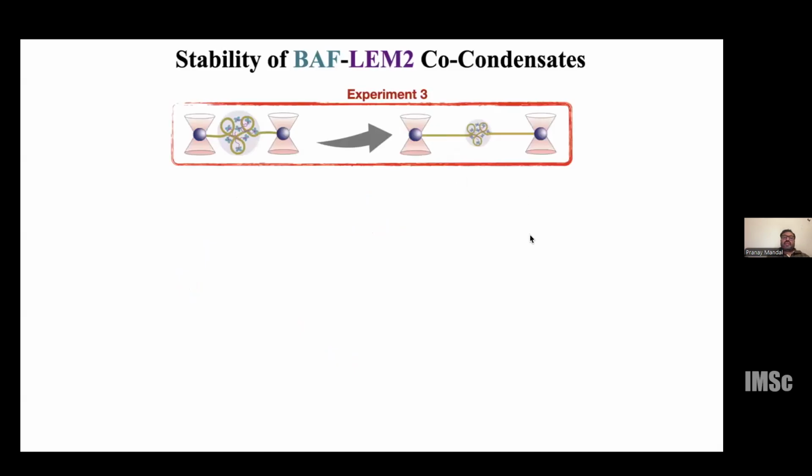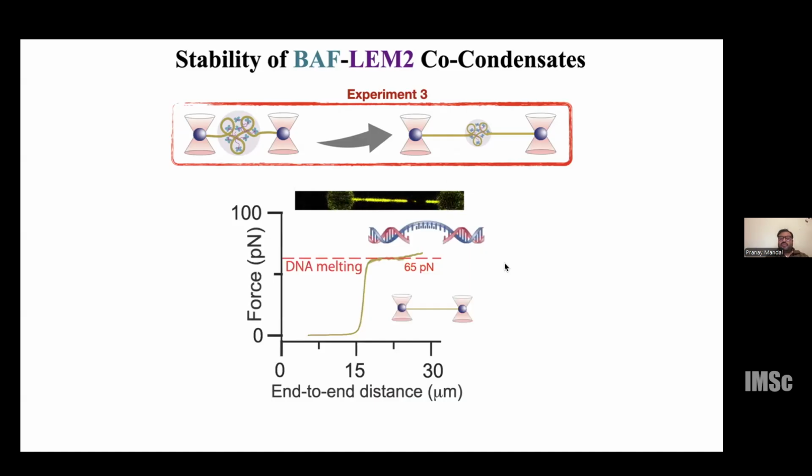So the third experiment that I'm going to do is to see how stable these condensates are. In this experiment, I am going to take preformed condensates and stretch them to unravel the DNA from the condensates. Again, I will first explain what happens when we stretch a single piece of DNA.